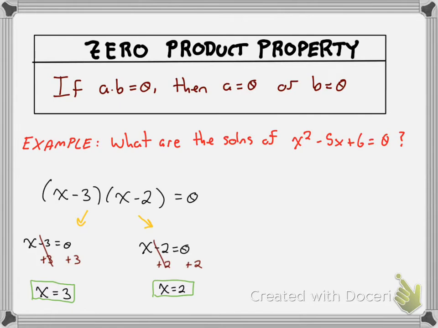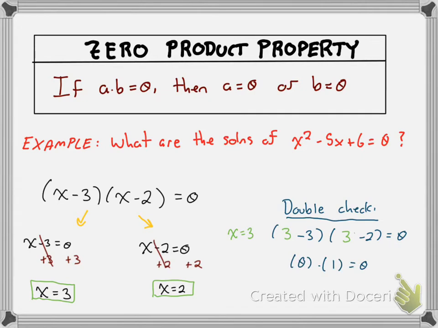One way I can check my two different solutions is by plugging them back in. First, let's plug in 3 wherever I see an x and see what works out. 3 minus 3 will leave me with 0 times 1 equals 0. By the zero product property, one of those terms is equal to 0. So now I have 0 equals 0 and that checks out. If I plug in 2, I have 2 minus 2 equals 0. Again, I have 0 equals 0 and everything checks out as well.